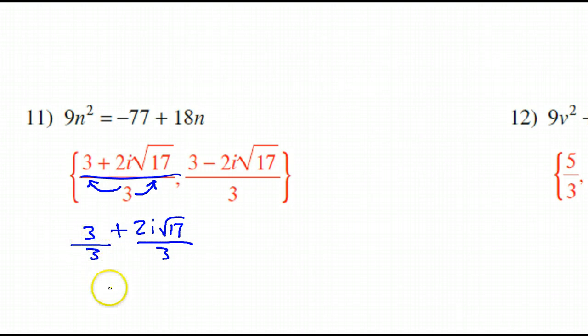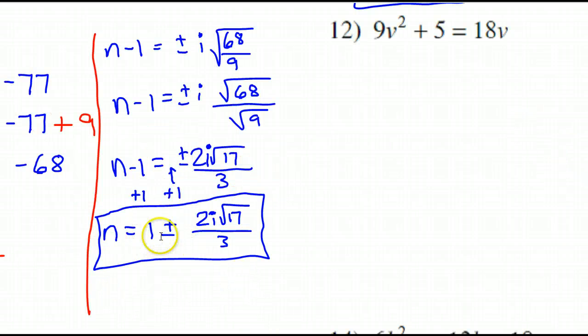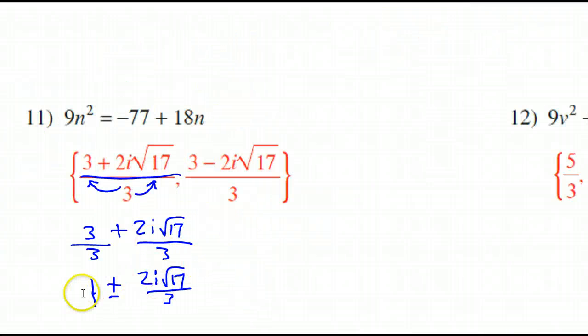But what's going to happen to these? It's going to be a 1. So that becomes 1 plus 2i radical 17 over 3. And it'd be the same thing over here, so that's plus or minus. Now looking back at what I had, 1 plus or minus 2i radical 17 over 3, it's the same thing. So don't be worried by the fact that it looked a little different.